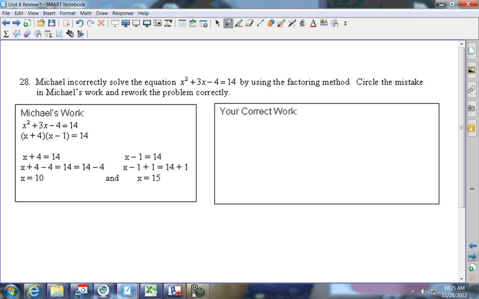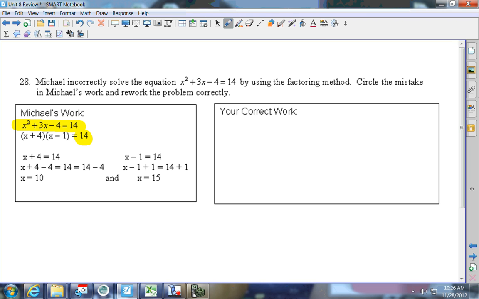Number 28. Michael incorrectly solved the equation by using the factoring method. Circle the mistake in Michael's work and rework the problem correctly. Okay, so I look here. What should they have done right off the bat in the very first part? They should have set this equal to 0. This still says equal to 14.